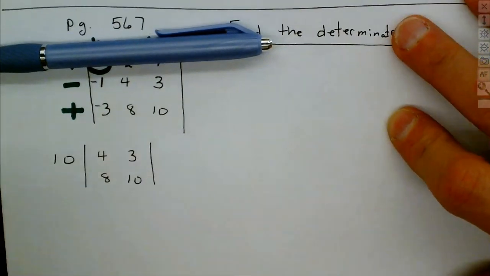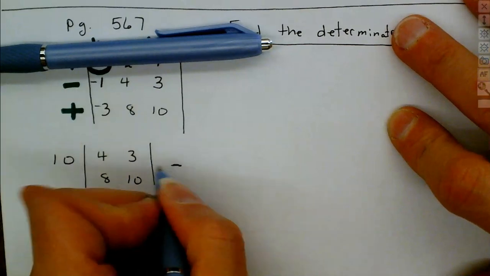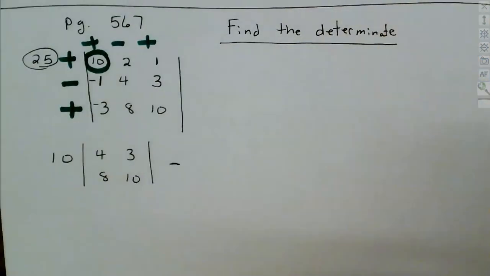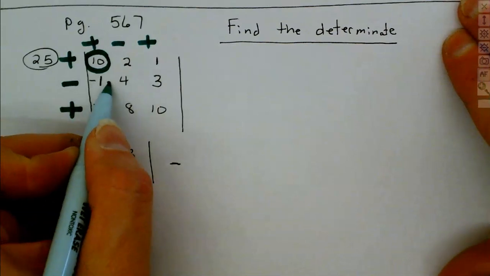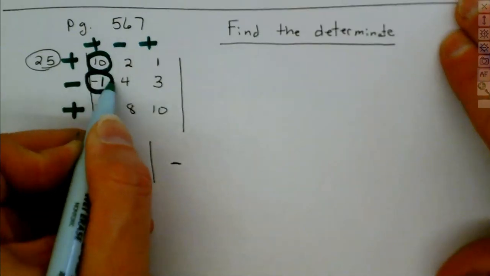How do we do the next one? Okay, what's the sign of the next one? Negative. And we're going to go down. We can go across, it doesn't matter. It's all the same. You either go down or you go across.